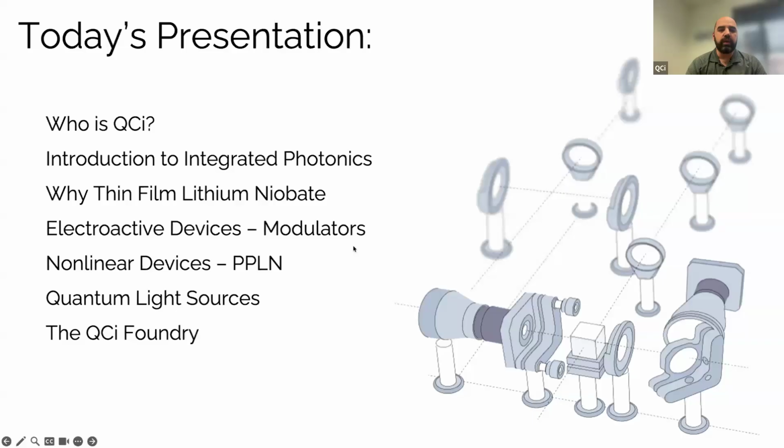And I'll conclude that part of the talk by showing you some of our recent device results. And those results will be focused mainly on 2 classes of devices that we have been making at QCI from TFLN. The first class are modulators, and then the second class are nonlinear optical devices that utilize periodically poled lithium niobate. And after that, we'll have a quick detour into quantum light sources, which we made leveraging our PPLN.